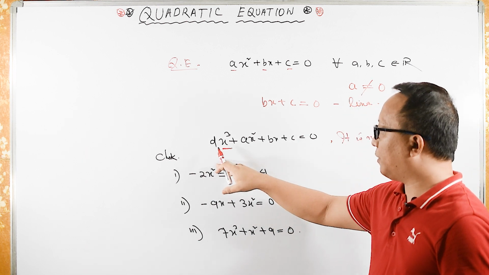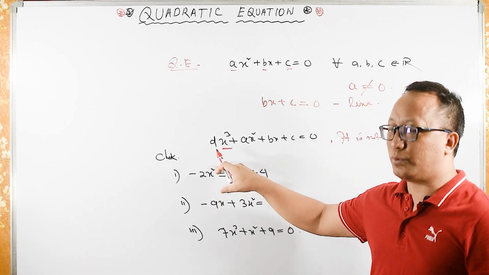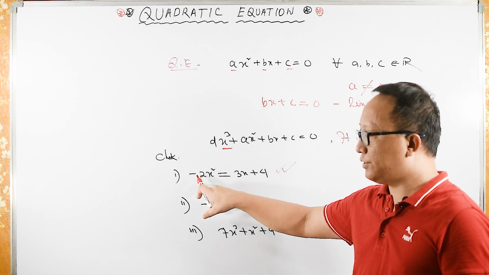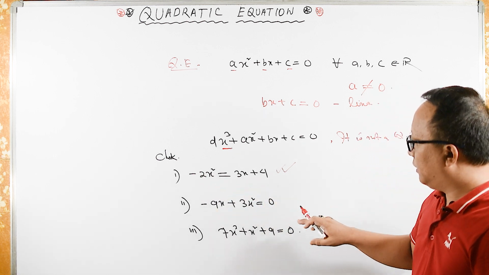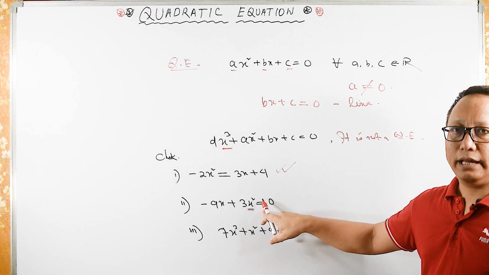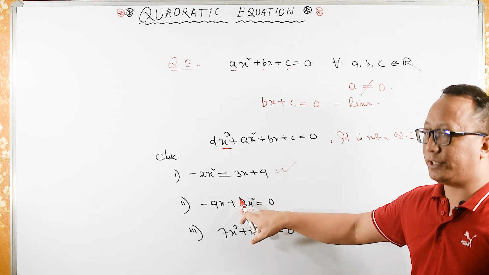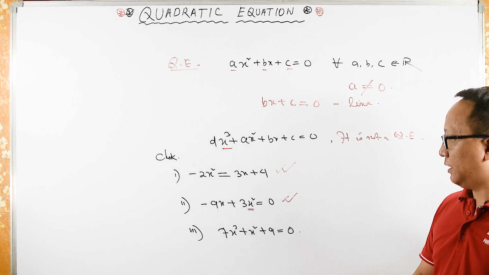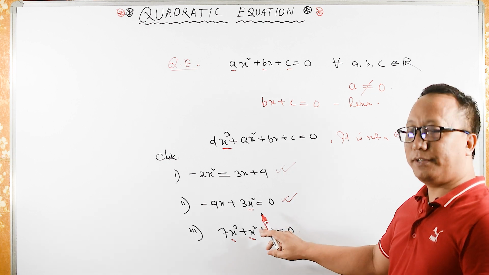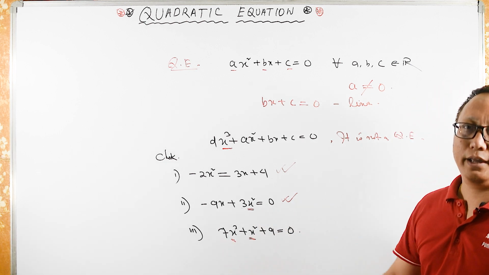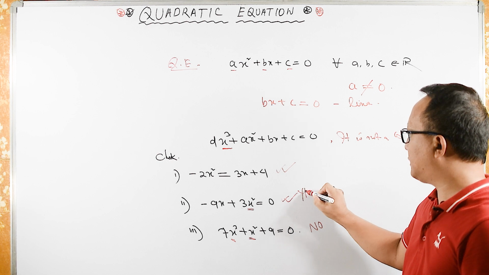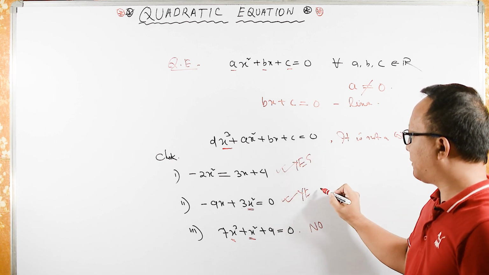Now in this, the highest power of x is what? The highest power of x is 2. Therefore, it is a quadratic equation. And the coefficient of the highest power of x is not equal to 0 because it is minus 2. Now in this also, the highest power of x is x², and its coefficient is 3. Therefore, this is also a quadratic equation. In this, the highest power of x is x³. Here we have x² also, but since the highest power of x is x³, it is not a quadratic equation. Here this is yes, and this is also yes.